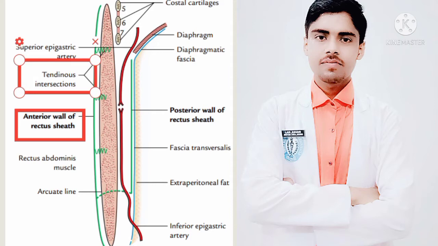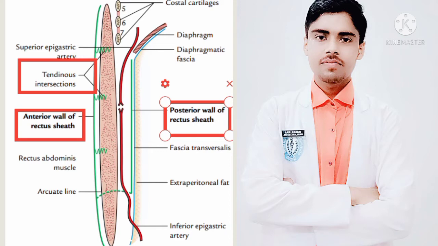Now we will discuss the posterior wall of the rectus sheath. As you can see in the figure, this is the posterior wall of the rectus sheath. It is complete, being deficient above the costal margin and below the arcuate line, and it is free from the rectus sheath.